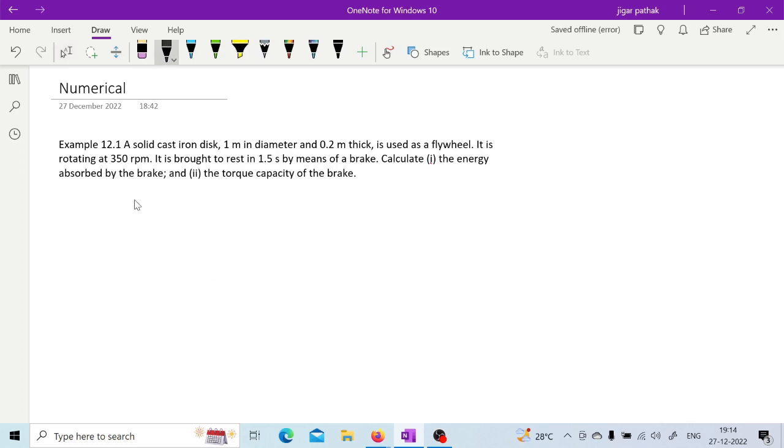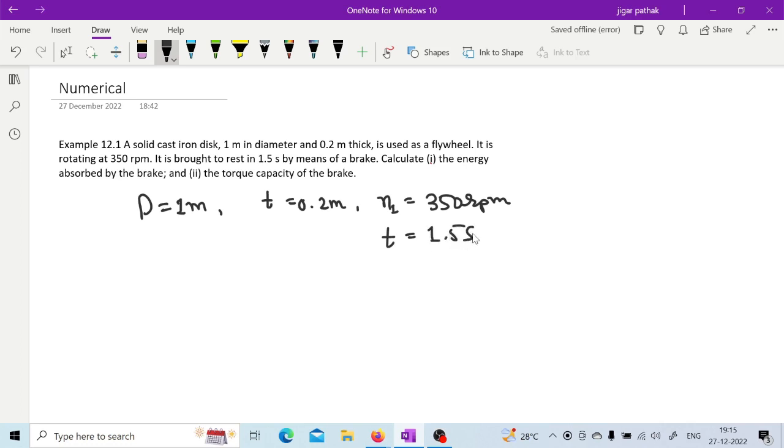First you can note down the given data: diameter is 1 meter, thickness is 0.2 meter, the rpm is given as 350 rpm, and time is given as 1.5 seconds. What you need to calculate is the energy absorbed by the brake and the torque capacity of the brake.